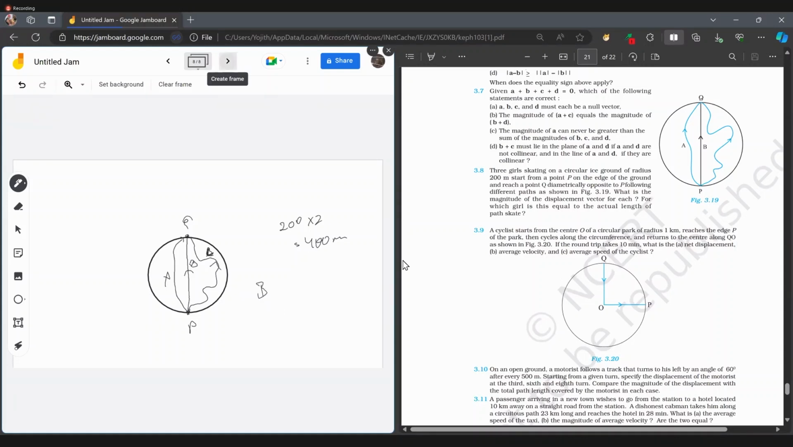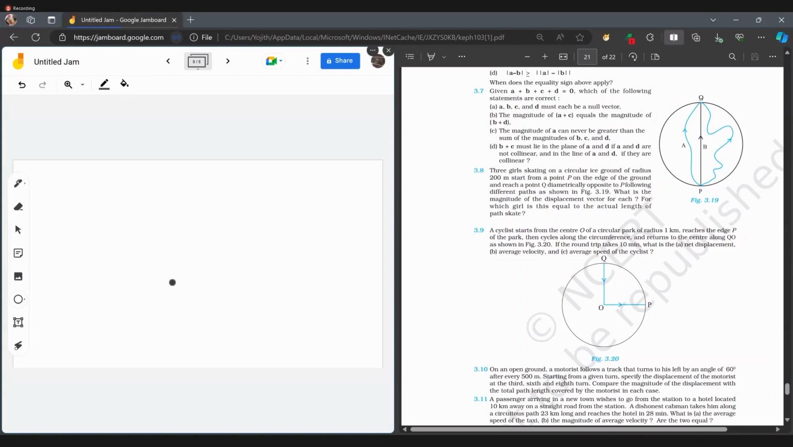From the center O of a circular path of radius 1 kilometer, a cyclist reaches the edge of the path, then cycles along the circumference and returns to the center along QO as shown. If the round trip takes 10 minutes, what is the net displacement, average velocity, and average speed of the cycling? Okay, so this is O, and we have Q and P.